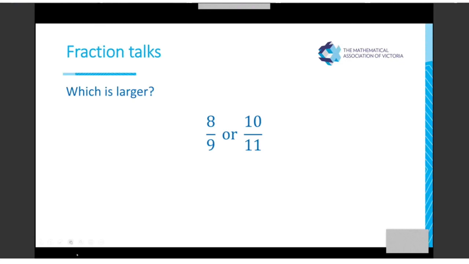We've got some fraction questions here. The first one was simply, is the answer going to be greater or less than 1? This one is comparing the size of two fractions. The next one we have for you, Helen, if you just move across, is actually solving. So it's getting a little bit more complex.